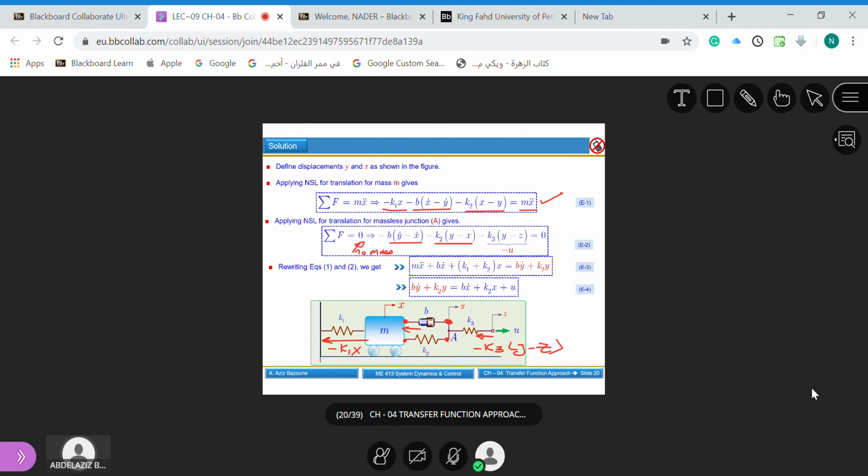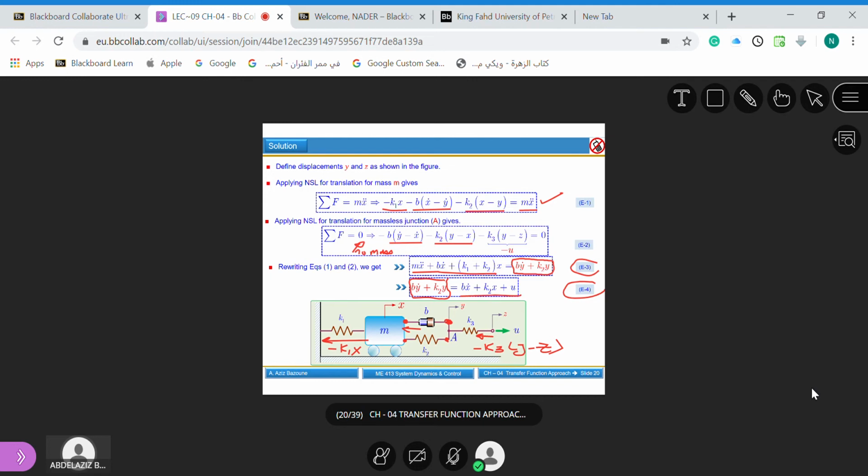If we rearrange the equation, the first equation will be in this form: m x double dot plus B x dot plus (K1 plus K2) x is equal to B y dot plus K2 y. The second equation, if we rearrange it also, we'll find B y dot plus K2 y is equal to B x dot plus K2 x plus y. Now, if you look at these two equations, they have this term that is the same. So we can equate this equation to this equation.